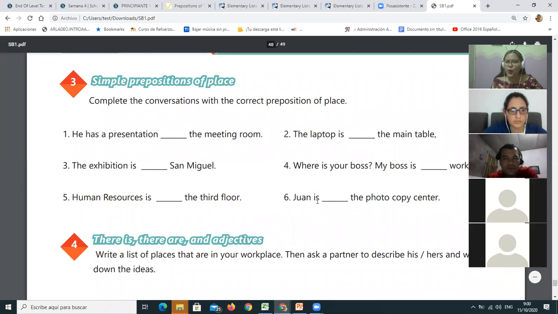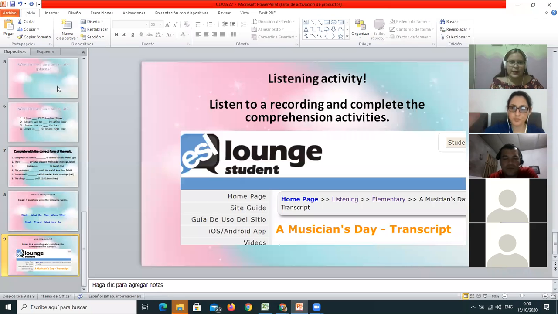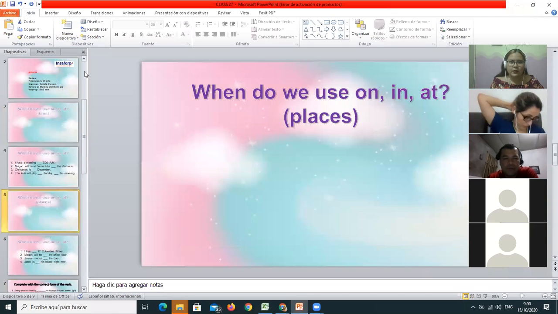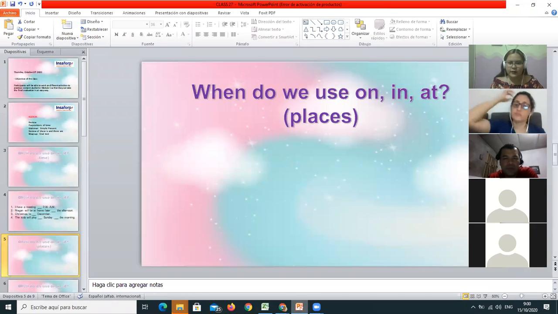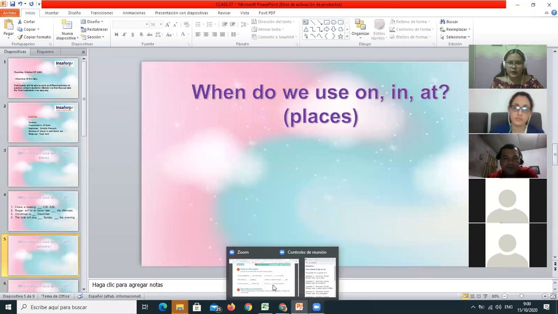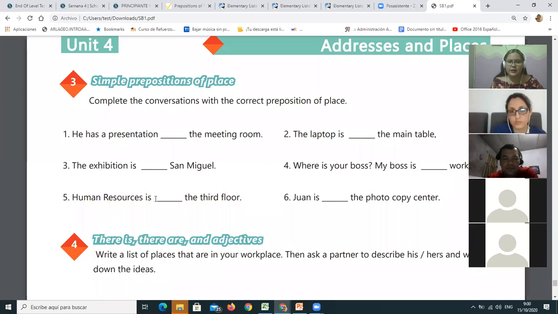And the last one, Juan is in the... exactly. In the photocopy center. So this is one topic that we studied. Number 5, human resources is in, on? On, okay. Yeah, on the 3rd floor. If you talk about different floors, then you use on. On the 1st floor, on the 2nd floor, on the 3rd floor, on.